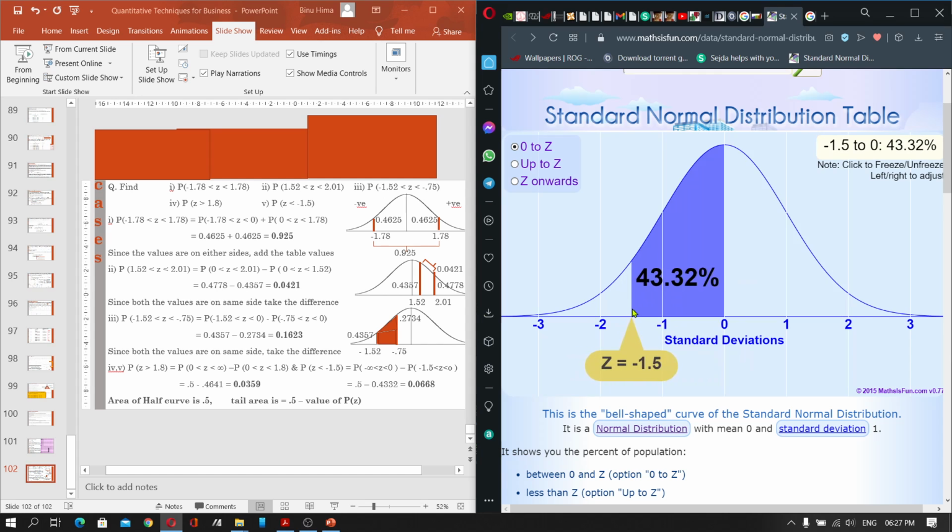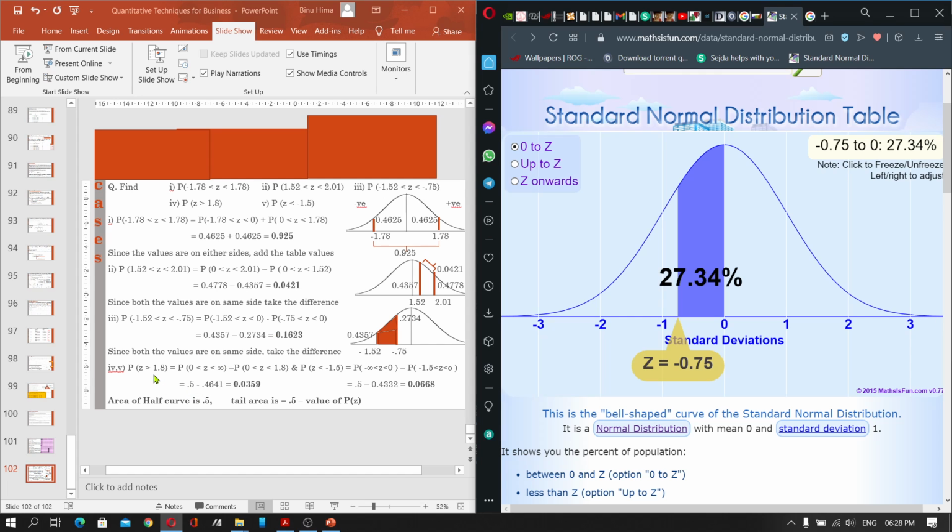1.52, it is almost here. See, 43.57, here it is 0.4357, out of which you have to deduct 0.2734 for 0.75. So out of 1.52 you need to deduct this shaded area so as to get the difference between these 2 points. These 2 points mean 1.52 and this point 0.75. That is why here also we have to take the subtraction between these two values.